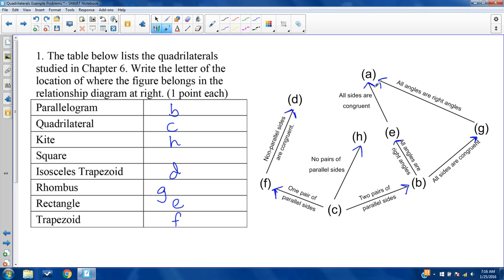Now if you take a rhombus and make all your angles right angles, you've made a square. Or if you take your rectangle and make all sides congruent, then you made a square. So as you can see, sides congruent, right angles, or right angles, sides congruent, you still get to the same place from the parallelogram. So A is the square. And there you are, that's number one.